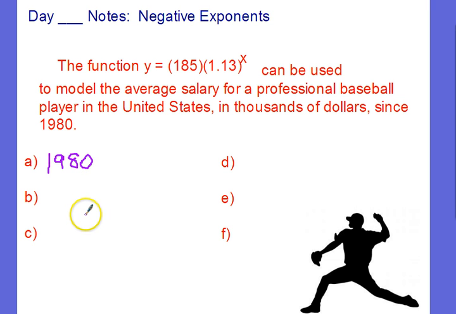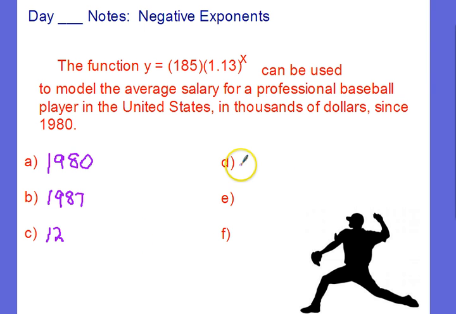Okay? Letter B says, what year would be represented by an x value of 7? So if I changed x to 7, that would be 7 years from 1980, and we would be at 1987. Letter C says, what value should you use to find the average salary in 1992? So if we want to find 1992, we know that's 12 years from 1980, so we would use an x value of 12. Now we get into a little bit more difficult problems here.